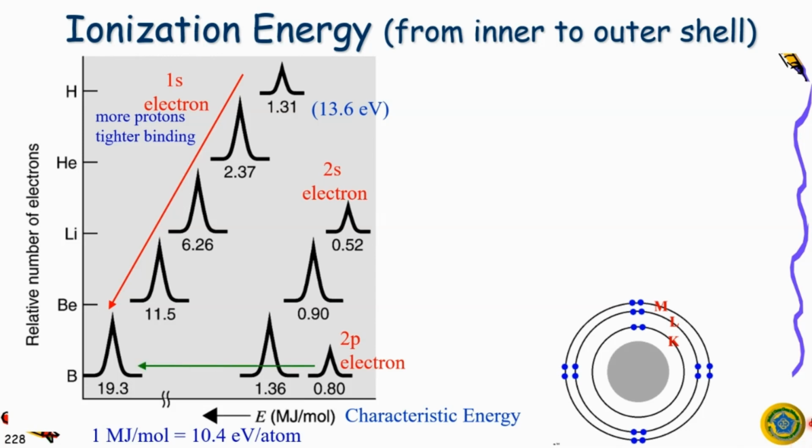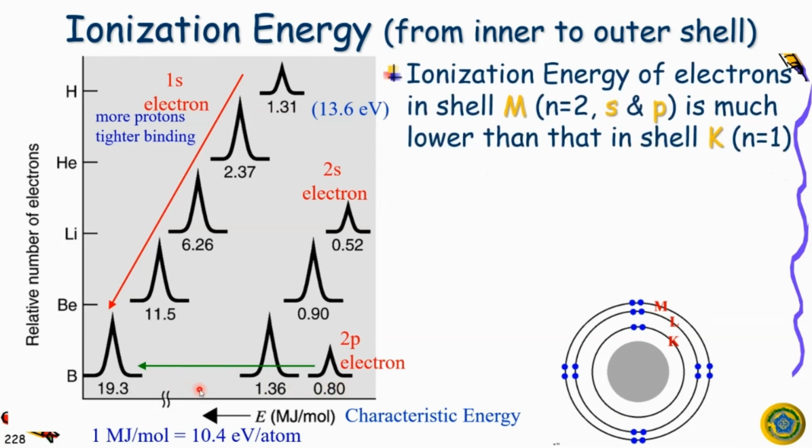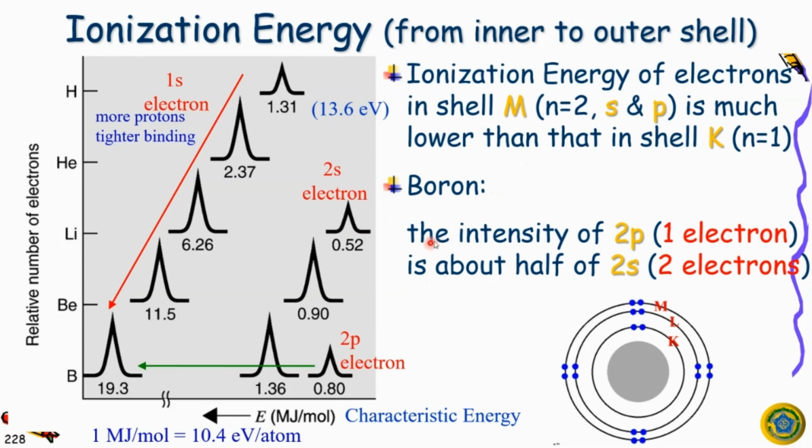Okay? And you see that the energy increases from the outer to the inner shell. So the ionization energy of the electrons in the M shell is much lower than that in the K shell. Of course, you know the energy required is less. In the case of boron, the intensity of 2p is about half of 2s. That means 2s, with 2 electrons, has about double the intensity of 2p. It makes sense, right?